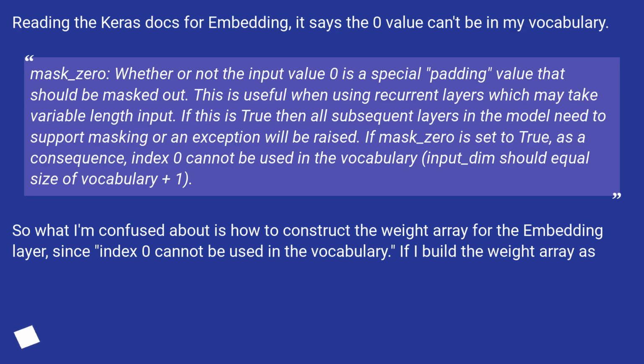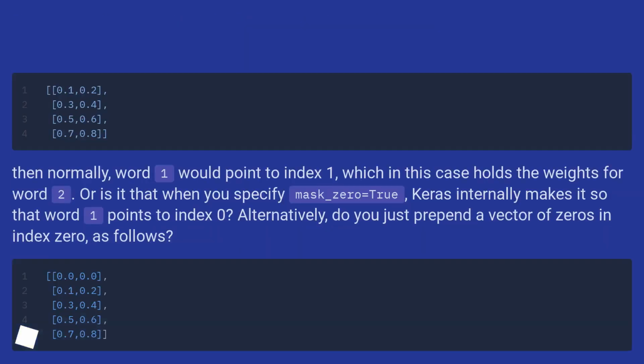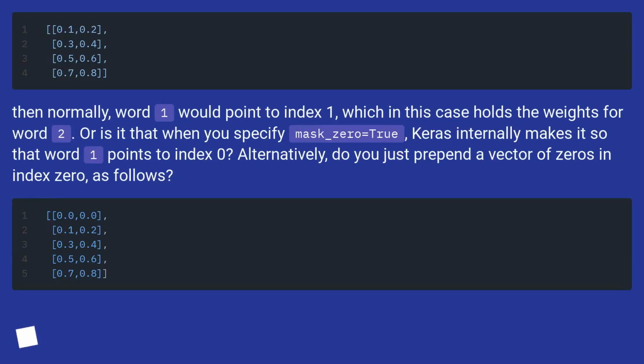So what I'm confused about is how to construct the weight array for the embedding layer, since index 0 cannot be used in the vocabulary. If I build the weight array as, then normally, word 1 would point to index 1, which in this case holds the weights for word 2. Or is it that when you specify mask_0 equals true, Keras internally makes it so that word 1 points to index 0?